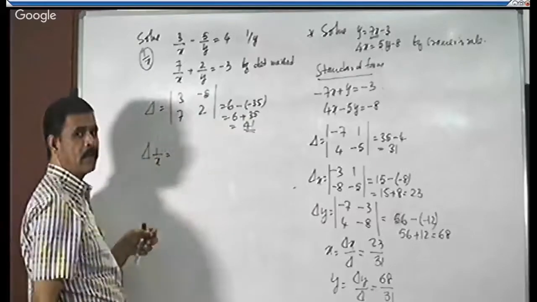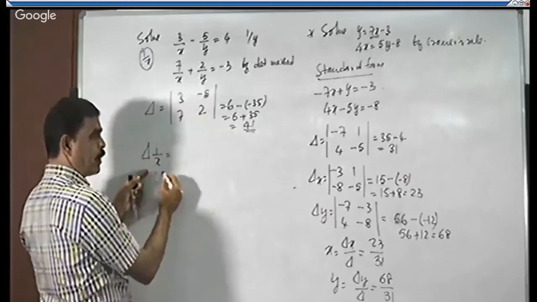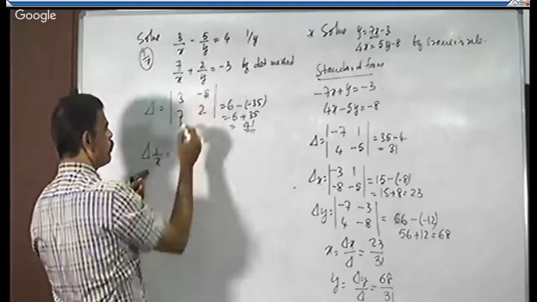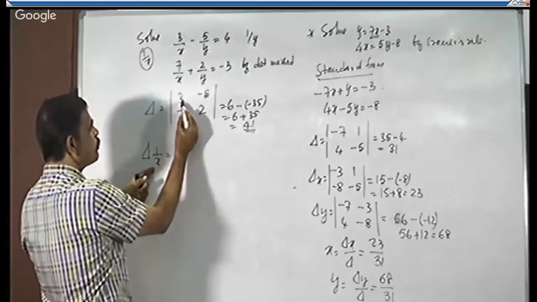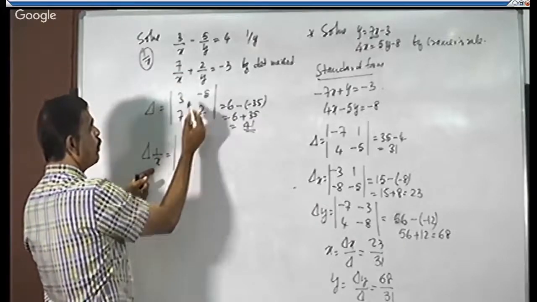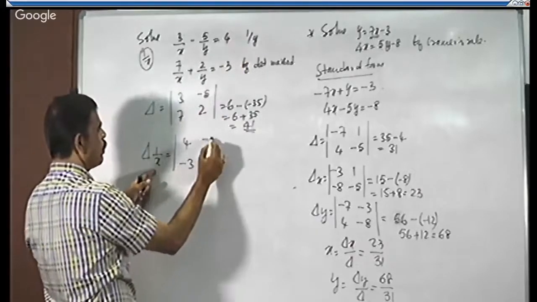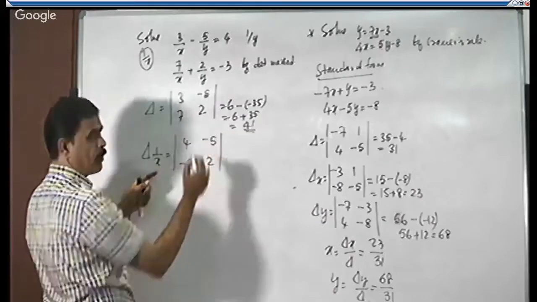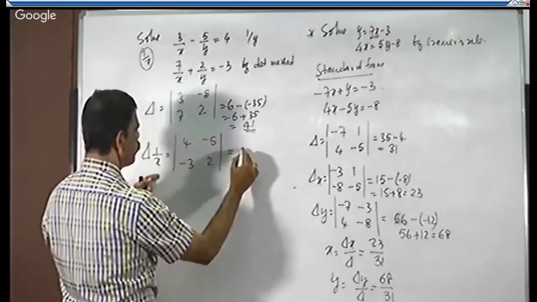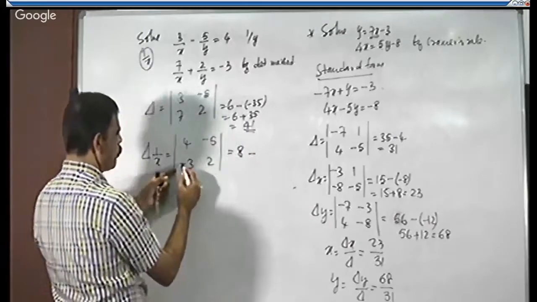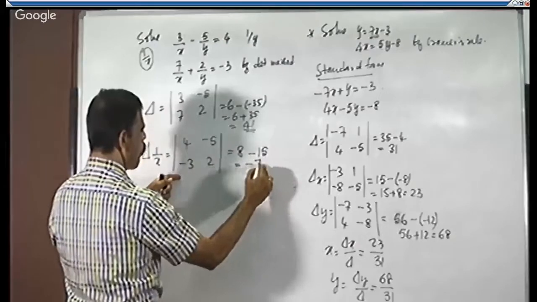I write delta 1 by x. I am not going to write delta x because I am replacing the 1 by x coefficients by the constants, correct? Which are the 1 by x coefficients? 3 and 7. Which are replaced by what? Constants. 4, minus 3. Minus 5, 2, the 1 by y coefficient, taken as it is. That is equal to 4 into 2, 8, minus into minus plus 5 3s are 15, is equal to what? Minus 7.